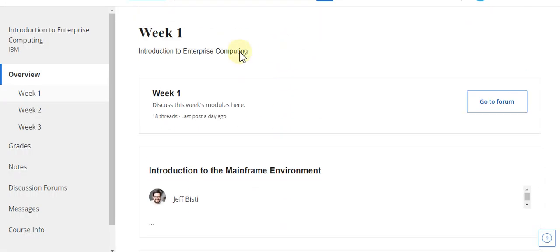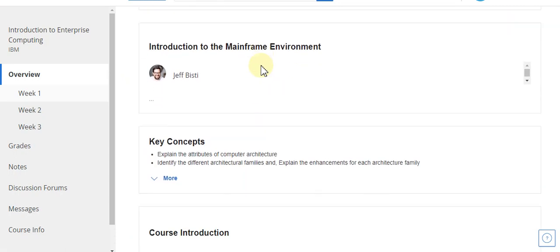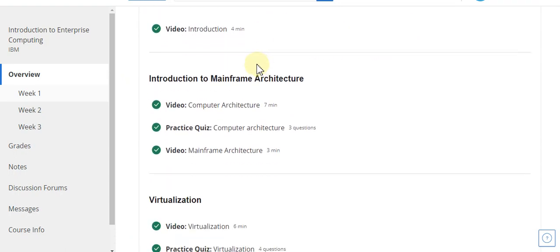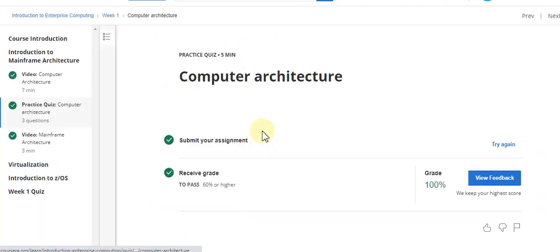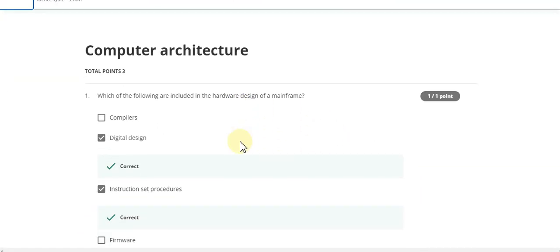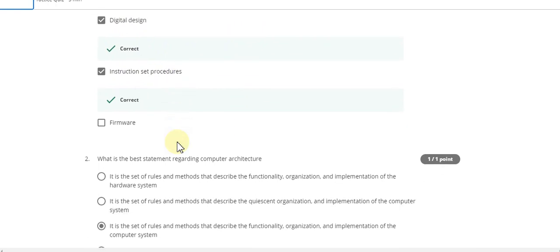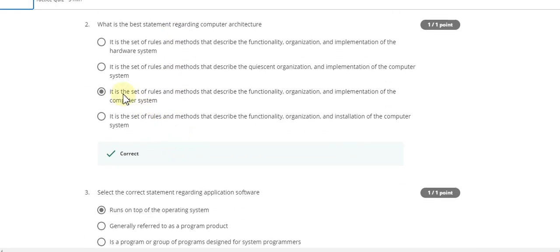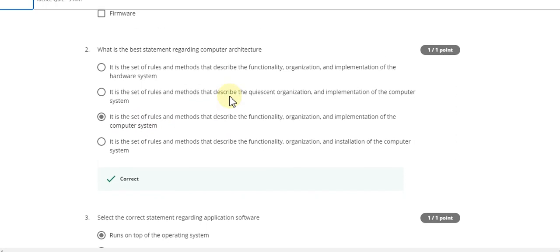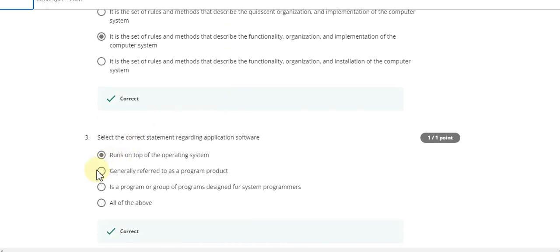This is Introduction to Enterprise Computing under cloud computing, and in week 1 first is the practice quiz solution. The first question answer is digital design and instruction set procedure. The question number 2 answer is it is a set of rules and methods that describe the functionality. The question number 3 answer is it runs on top of the operating system.